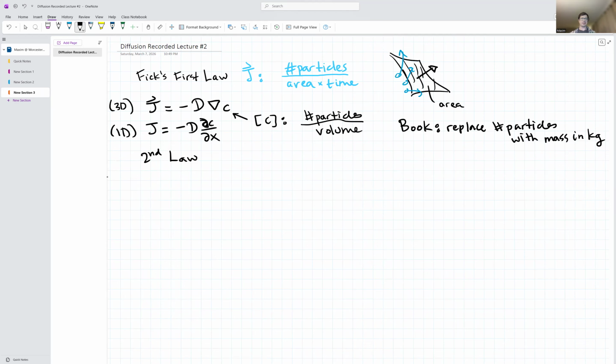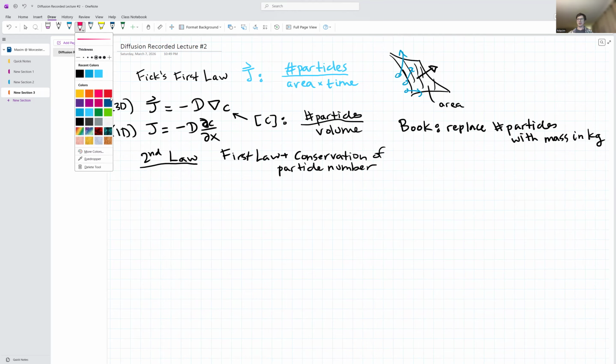But I want to derive the second law, which is actually a combination of the first law plus the conservation of particle number or mass. It's because in diffusion, particles are neither created nor destroyed. You don't have any reactions, so the total number has to be conserved. So the way we set that up is we just count the number of particles that are in a certain region.